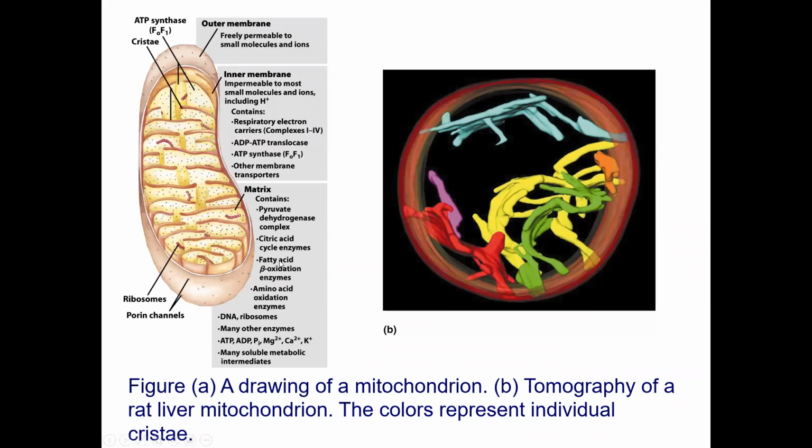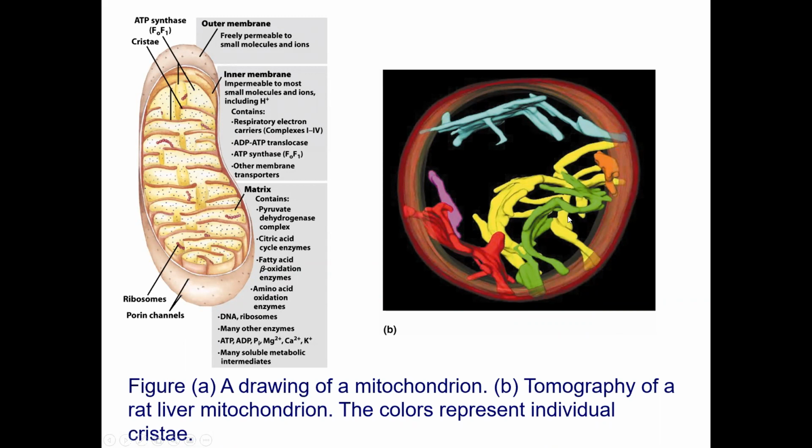Citric acid cycle enzymes, fatty acid beta oxidation enzymes, right? Amino acid oxidation enzymes, of course, many other enzymes, all these ions, and tons of soluble metabolites. And of course, they are also showing you porin channels, which will allow the water movement from inside to out, and you have ribosomes, etc.